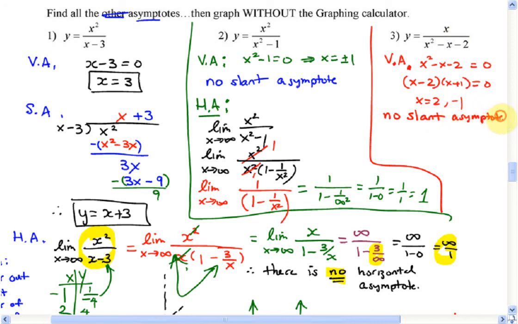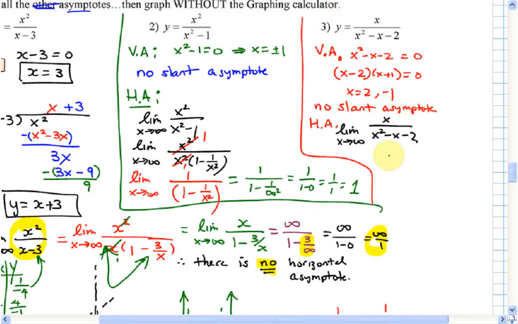But what I'd like you to try to do now, please, is calculate the horizontal asymptote by finding the limit as x approaches infinity of this function. Okay? I'll give you a few seconds to try that now on your own too.